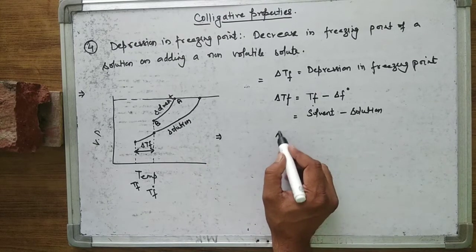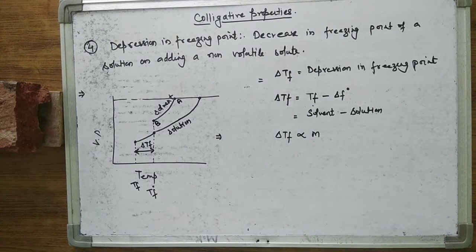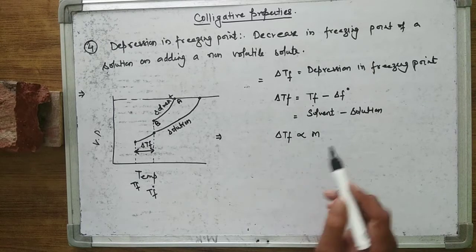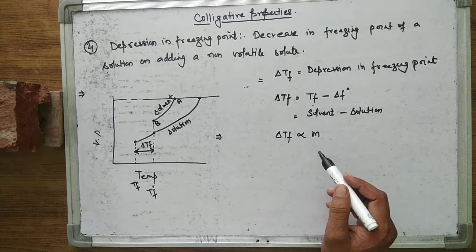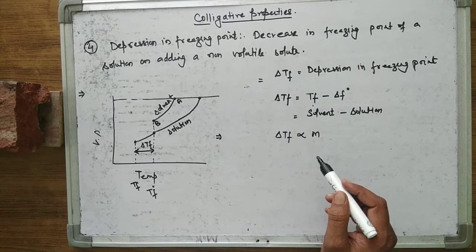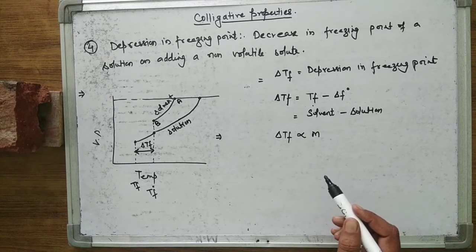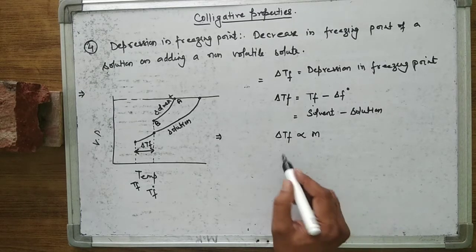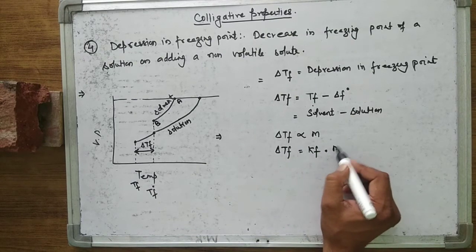Now depression in freezing point delta TF is directly proportional to the molality of the solution, the amount of solute present in the solution. As you increase the amount of the solute, molality is increased, and the depression in freezing point is also increased. It freezes at a lower temperature than the normal one. Just like water freezes at 0 degree, but on adding sodium chloride, it freezes at a temperature lower than 0 degree. Now delta TF is equal to KF into m.